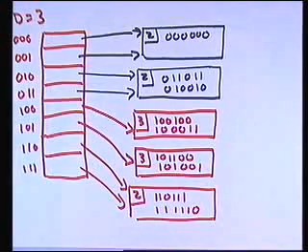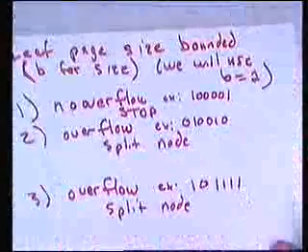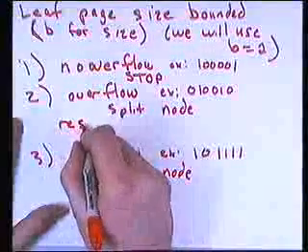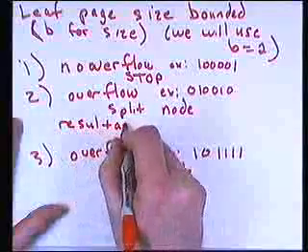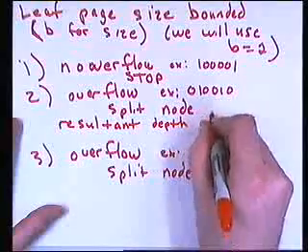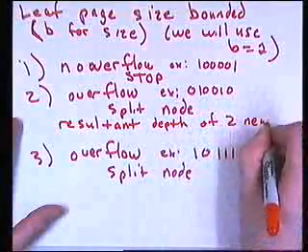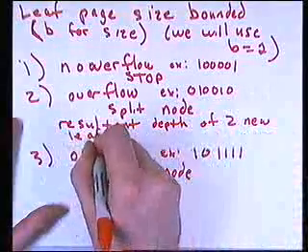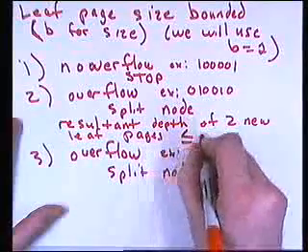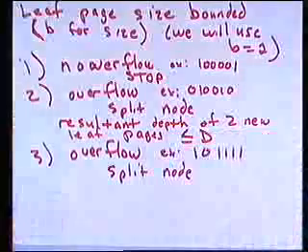The reason we were able to do this is because we had extra pointers. Or in other words, the resultant depth of the 2 new leaf pages is less than or equal to the table depth.